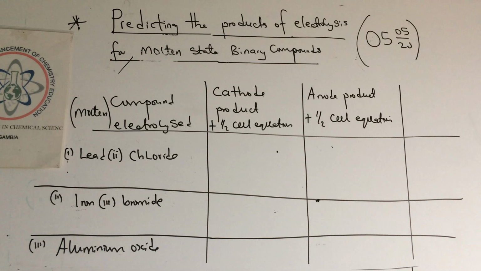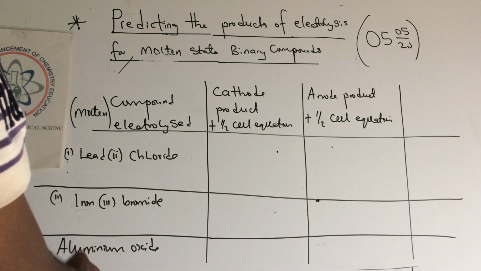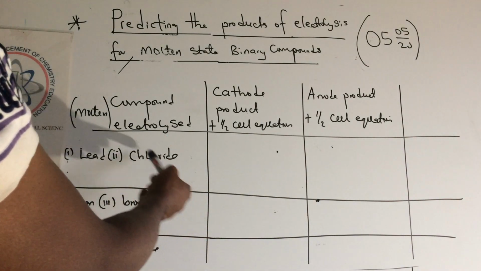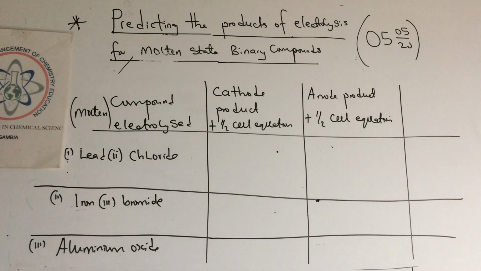Now, let's look at the products of electrolysis for molten binary compounds in a tabular, more organized form. Let's look at the first one. If you look at this, they are all in molten states. These are the binary molten compounds. The first one is lead(II) chloride.